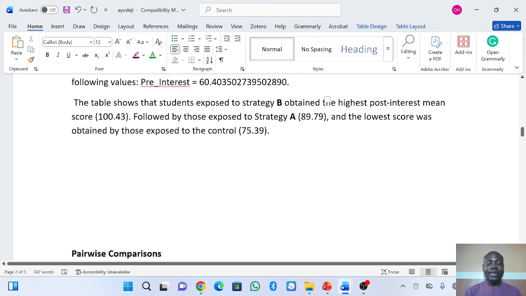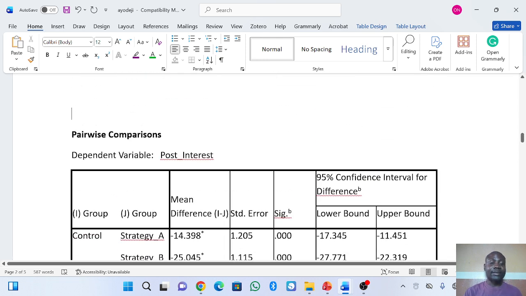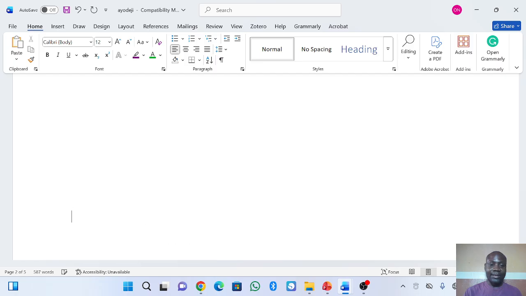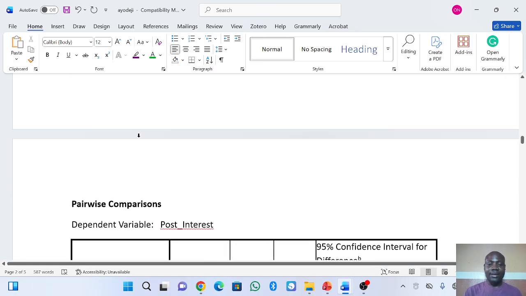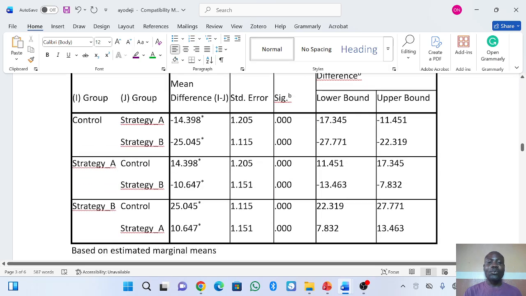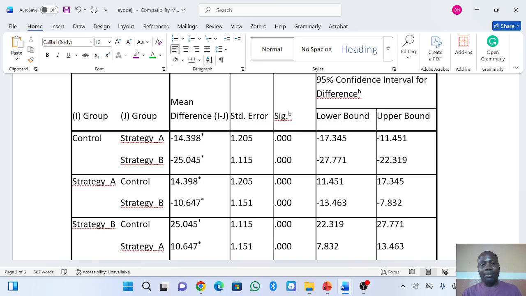Now, here is where we have to patiently look at the results that we have obtained. If you look at these results, we have now established three things. Number one, we have established that there is a significant difference among the three mean scores. Now we want to check where the difference is lying. We have three groups. Where is the difference?